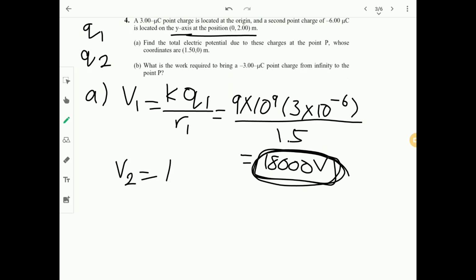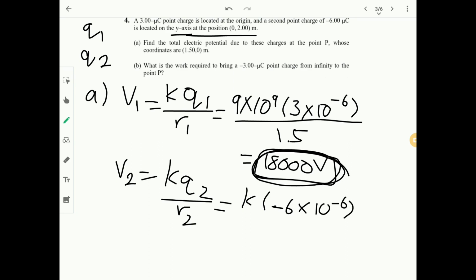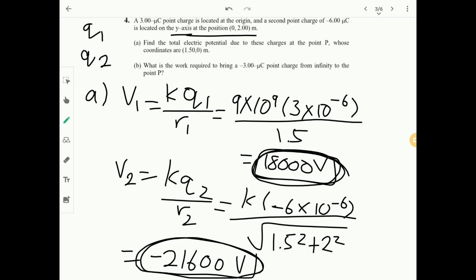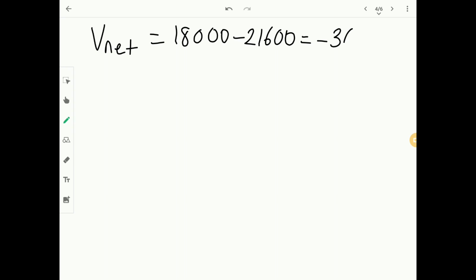Now let's find V2 as well. This is again KQ2 over R2, which is K, 9 times 10 to the 9. Now this is minus 6, the sign is important here. Minus 6 over, now what's the distance? We should do Pythagorean theorem here. 1.5 squared plus 2 squared. I'm going to let you guys do all the calculating there, and we should get minus 21,600 volts. And this is circled as well because we still haven't found our final answer. We've just found the electric potential of one and the other. Now let's find the final electric potential. Let's call this V net, and this is equal to 18,000 minus 21,600, which gives us minus 3,600 volts.